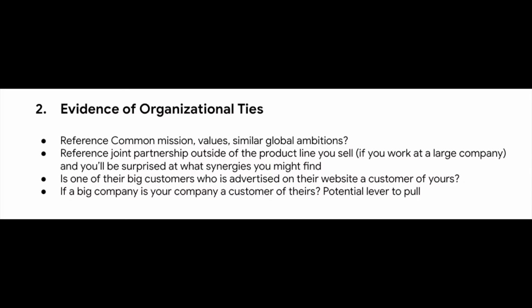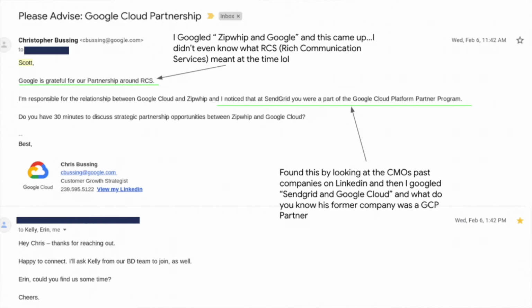Now, if you're looking for evidence of organizational ties, you can look to reference common missions and values and similar global ambitions between your companies. You can recognize joint synergies between the markets you're pursuing and joint customers. Is one of their big customers a customer of yours? Here's an example of relating at the organizational level, and it helped that I was at Google, which is such a big company, so there was a greater chance there would be ties between our organizations. This email was to a CMO.